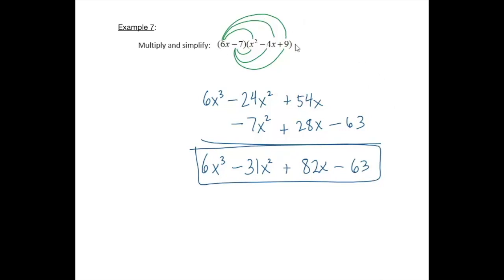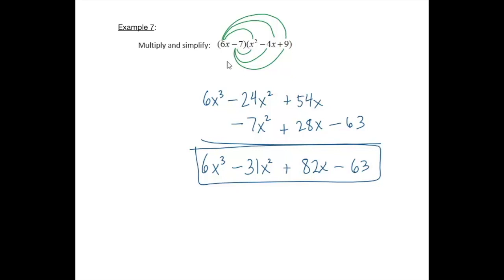It's important to understand this pattern of distribution when we multiply two polynomials. It will be the same for any number of terms in either polynomial. It can get a little messy to draw all of these arcs if you have more than two terms in the first polynomial.